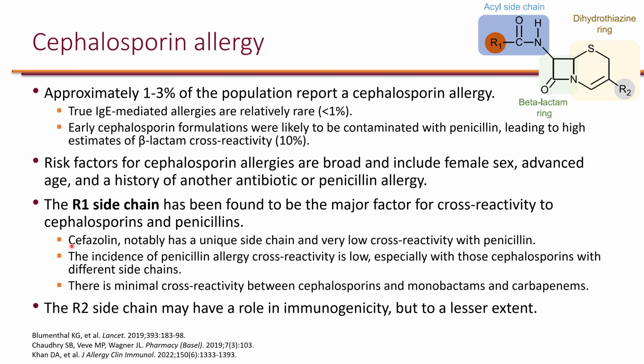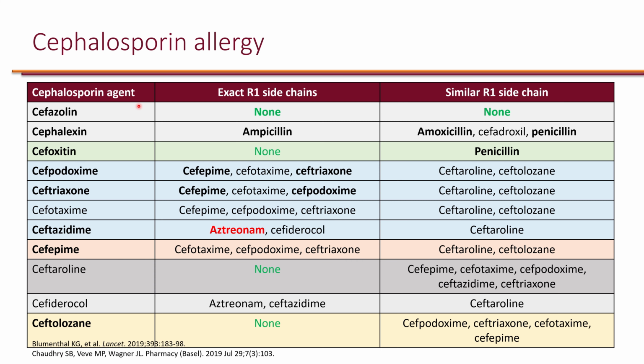Now something that stands out is that cefazolin actually has a unique side chain. So it has very low cross-reactivity with penicillins. No other beta-lactam has the same side chain. So that's good. So when it comes to deciding similar side chains, we really rely on the R1. Although the R2 side chain may have a role in immunogenicity, it is to a lesser extent. So we'll focus on similarities of the R1 side chain.